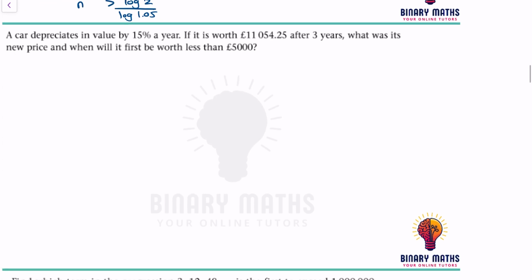A car depreciates in value by 15%. If it depreciates, 100% take away 15% is equal to 85%. So the multiplier is 0.85. If it is worth 11,054.25 after 3 years, what was its new price and when will it first be worth less than 5,000?